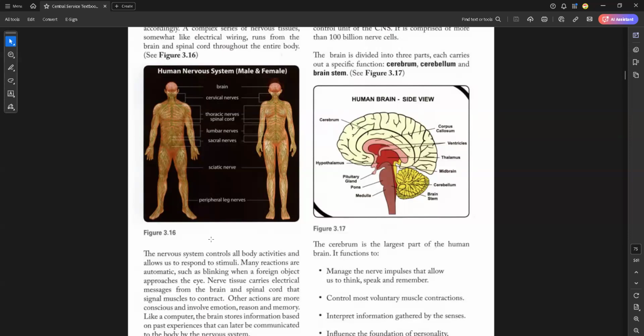Its functions manage the nerve impulses that allow us to think, speak, and remember, control most voluntary muscle interactions, interpret information, and influence the foundation of personality. So you see, whatever the human being is doing is the brain. Almost everything is the brain.